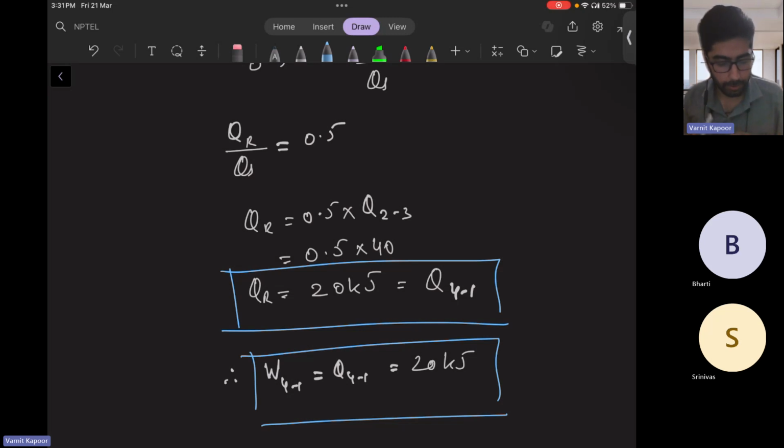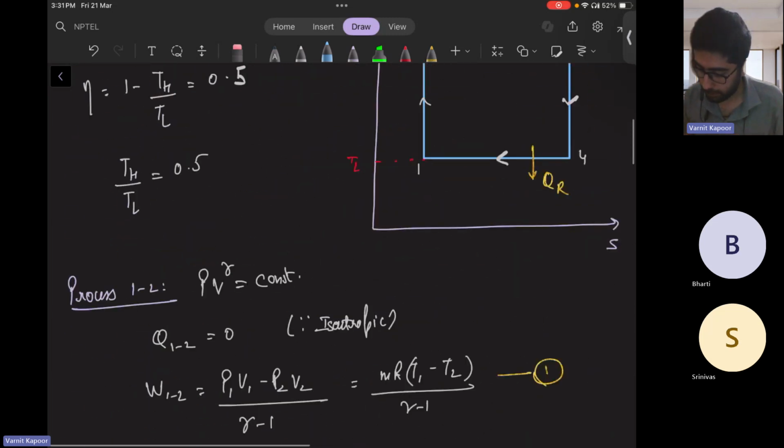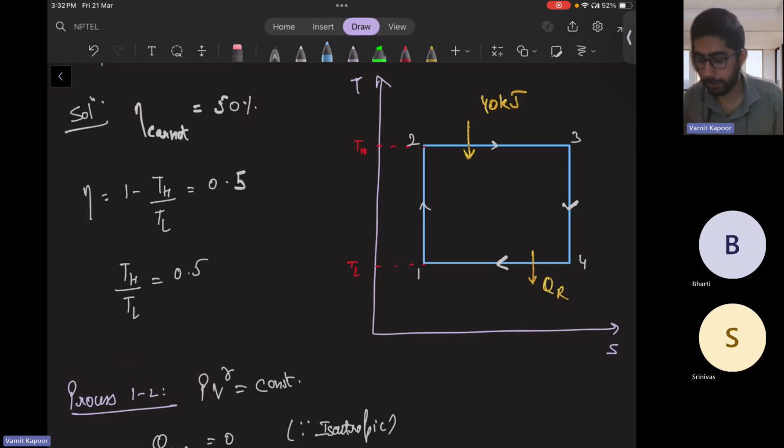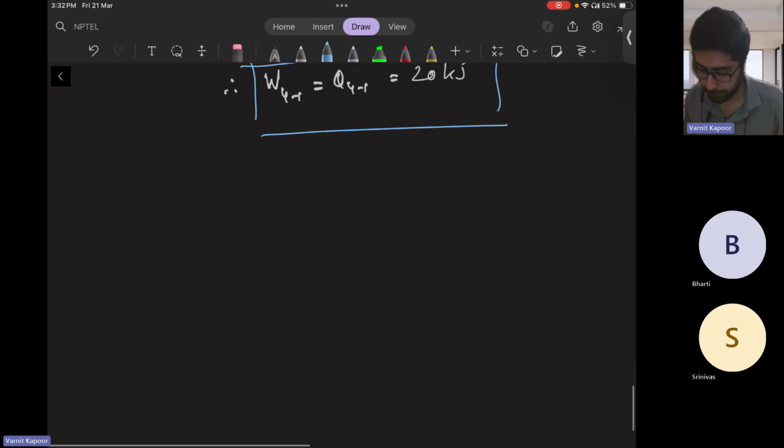We need to find out the volume at the end of isothermal expansion. That is the volume V3, we need to find out. Okay, isothermal expansion V3 we need to find out. Let's find out.